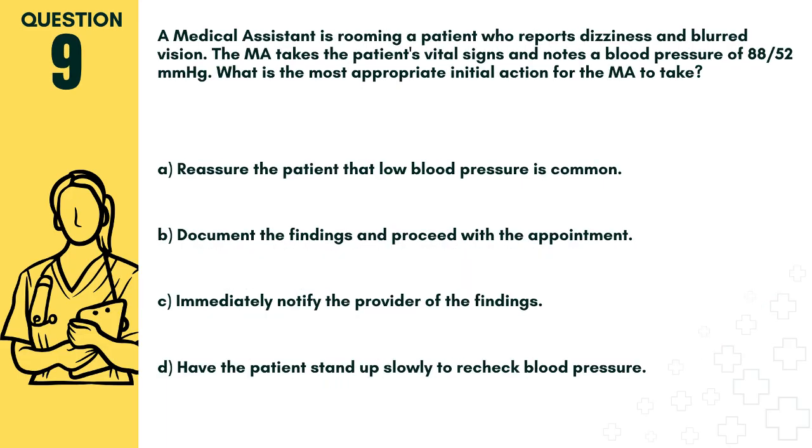Question 9. A medical assistant is rooming a patient who reports dizziness and blurred vision. The MA takes the patient's vital signs and notes a blood pressure of 88/52 mmHg. What is the most appropriate initial action for the MA to take?